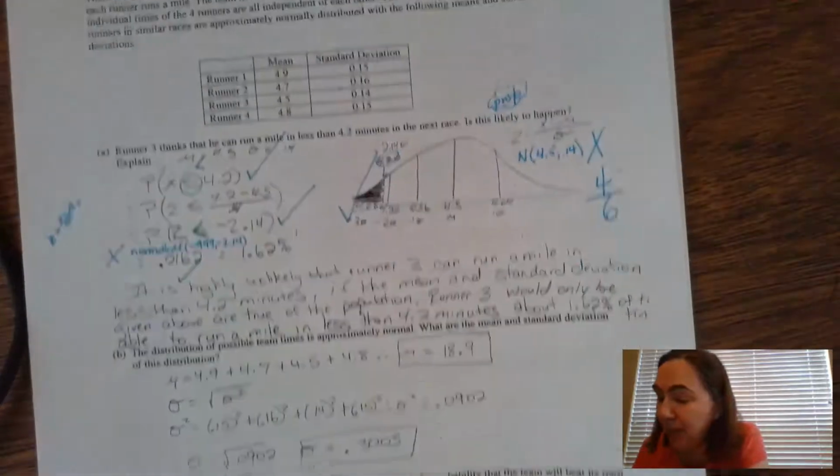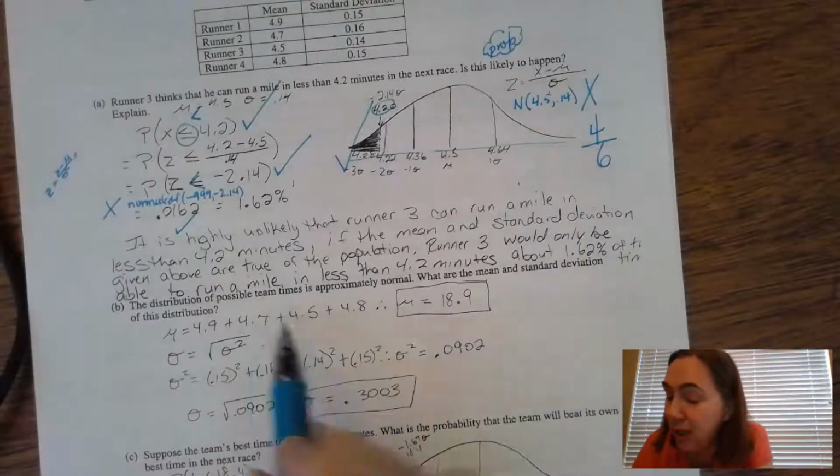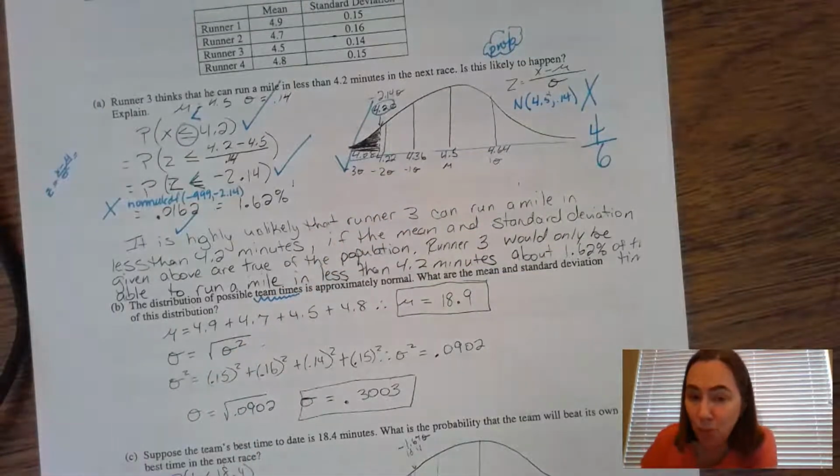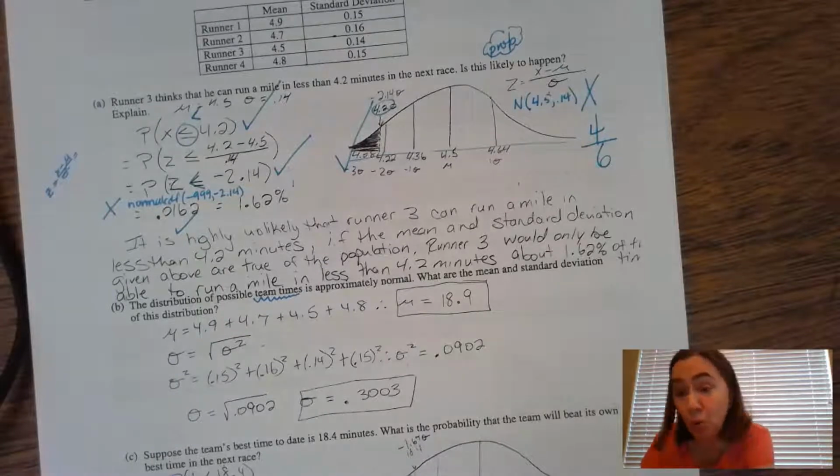Now moving on to B, it says the distribution of possible team times. That means all people on the team is approximately normal. All right, so you're putting together 4 normal things and you're getting a big normal total time thing.